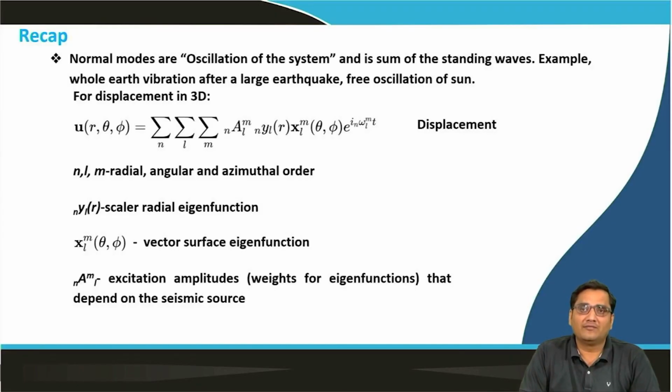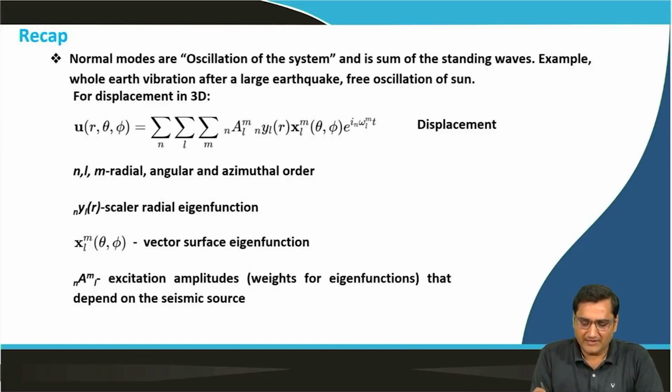We also gave you the information that the idea of the liquid outer core was probably first given by the study of the normal modes. So what are normal modes? Normal modes are the oscillations of a system, and they are standing waves. For example, the whole Earth vibration after a large earthquake, and also normal modes can be produced by free oscillation of the Sun that we study in the field of helioseismology.